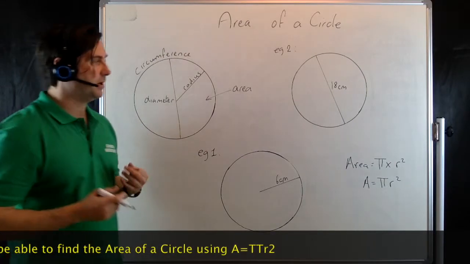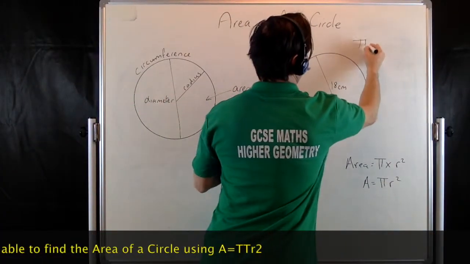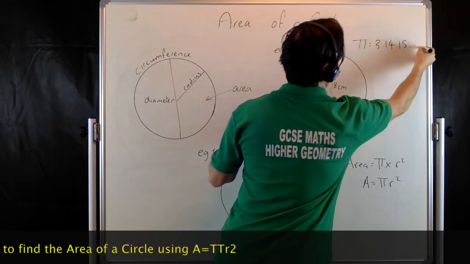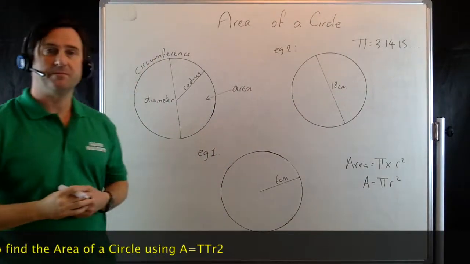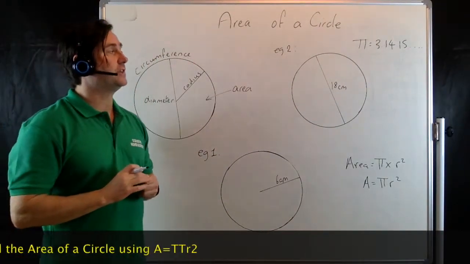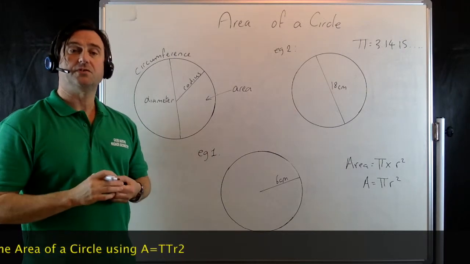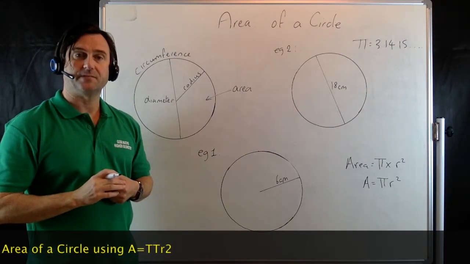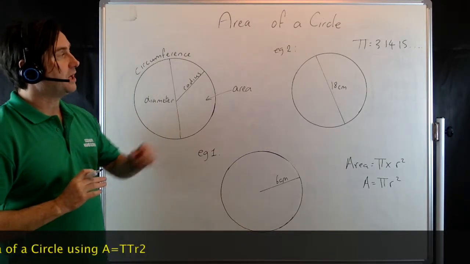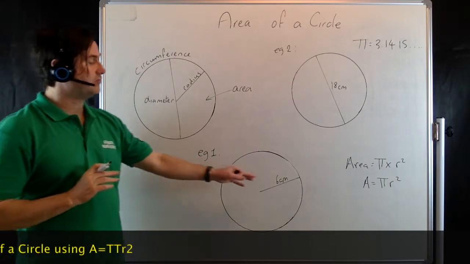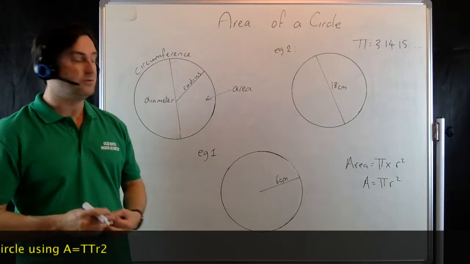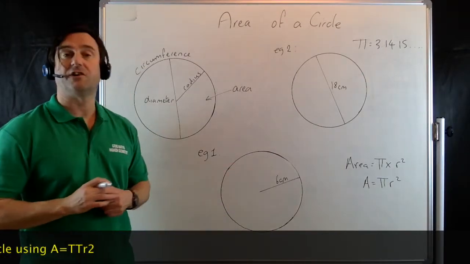And that number for pi is 3.1415, and it continues on forever. It's an irrational number. Now, we often shorten that to 3.14, but we can use the pi button on the calculator, which I'll show you in a minute. Now, all we need to do, once we know what pi is, and once we know the radius, is to replace the letters in our formula with the values in the question that we're answering.